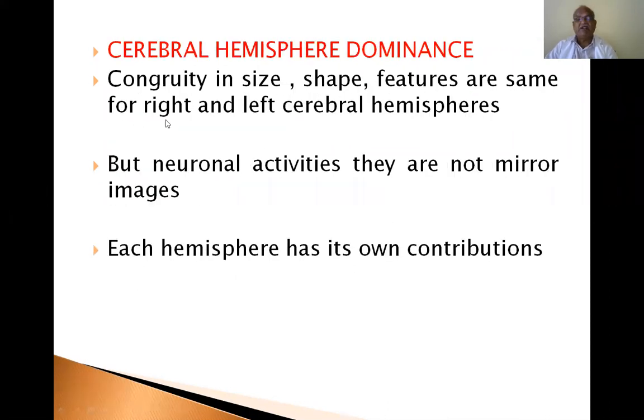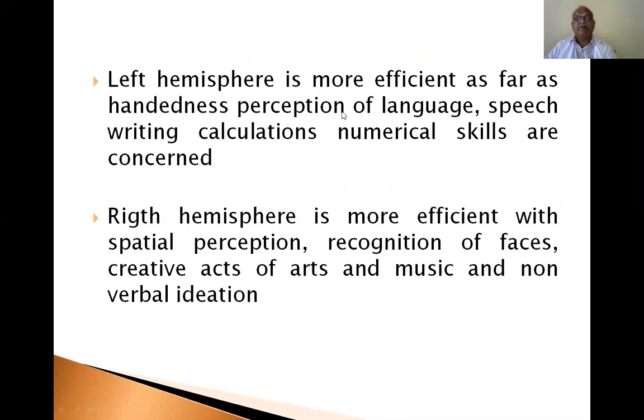Cerebral hemisphere dominance. Congruity in sight, shape, features are the same for right and left cerebral hemisphere. But neuronal activities are not mirror images. Each cerebral hemisphere has its own contributions. Left hemisphere is more efficient as far as handedness, perception of language, speech, writing, calculations, numerical skills are concerned. Right hemisphere is more efficient with spatial perception, recognition of faces, creative acts of arts and music, and non-verbal ideation.